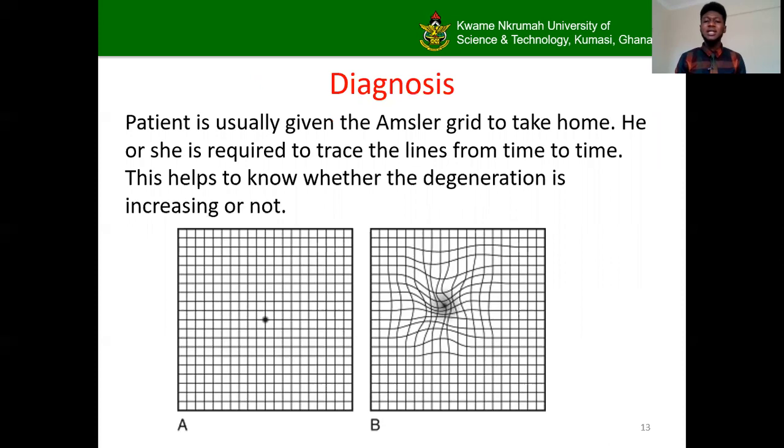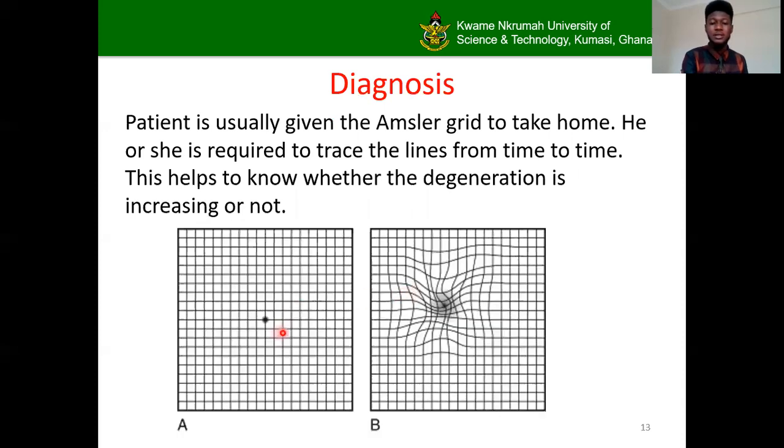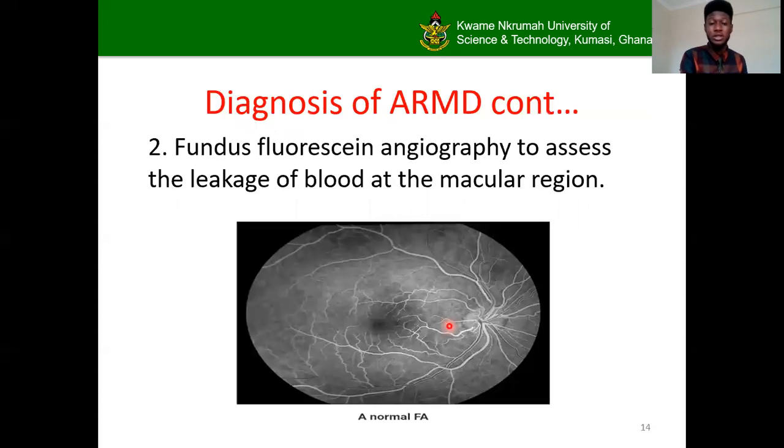The patient is usually given the Amsler grid to take home. He or she is required to trace the lines from time to time. This helps to know whether the degeneration is increasing or not. So this is the Amsler grid over here. If the person has macular degeneration, you realize that the lines will be distorted. If given a pen to trace the lines, the lines the patient draws will be distorted.